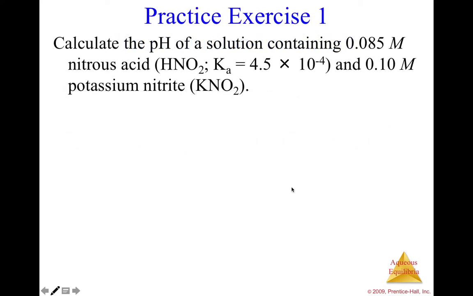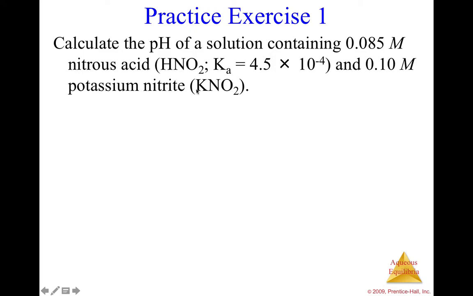So now let's look at our first practice exercise. Calculate the pH of a solution containing 0.085 molar nitrous acid. Again, a weak acid. I know it's weak because it's not one of the 6 strong acids I memorized, and I'm given a Ka. And it also contains 0.10 molar potassium nitrite.